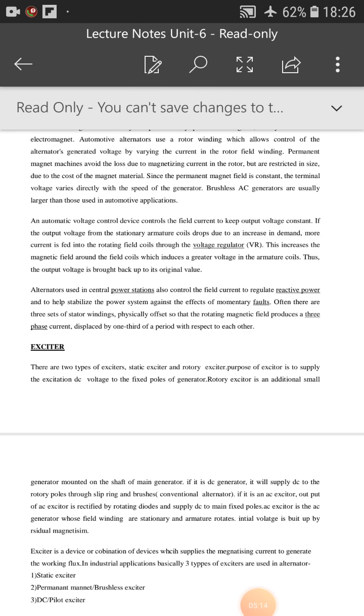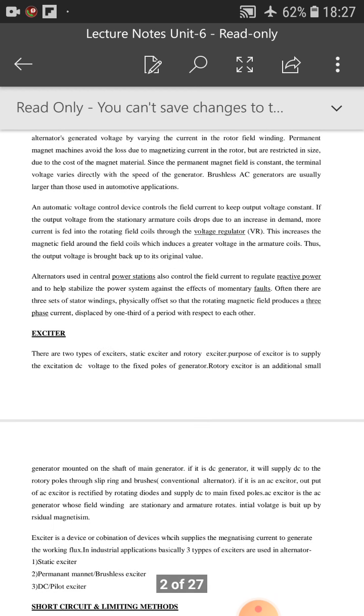After that, we will discuss the exciter. There are two types of exciter, static exciter and rotary exciter. The purpose of the exciter is to supply the excitation DC voltage to the field poles of the generator. A rotary exciter is an additional small generator mounted on the shaft of the main generator. If it is a DC generator, it will supply DC to the rotary poles through a slip ring and brushes, as in a conventional alternator.